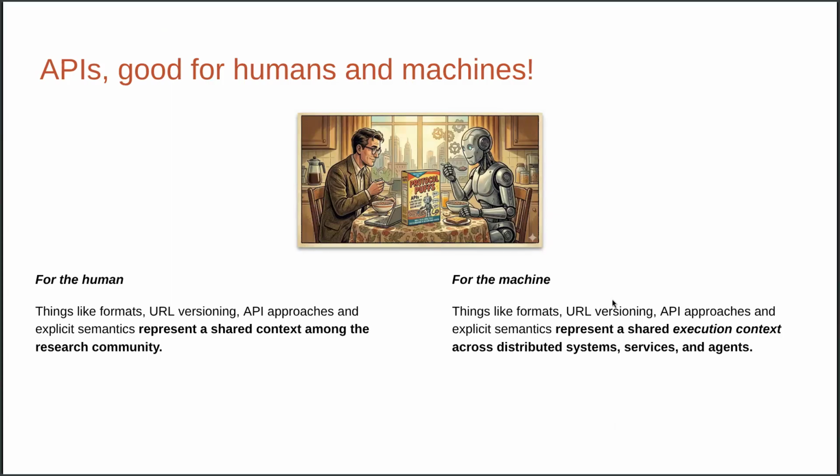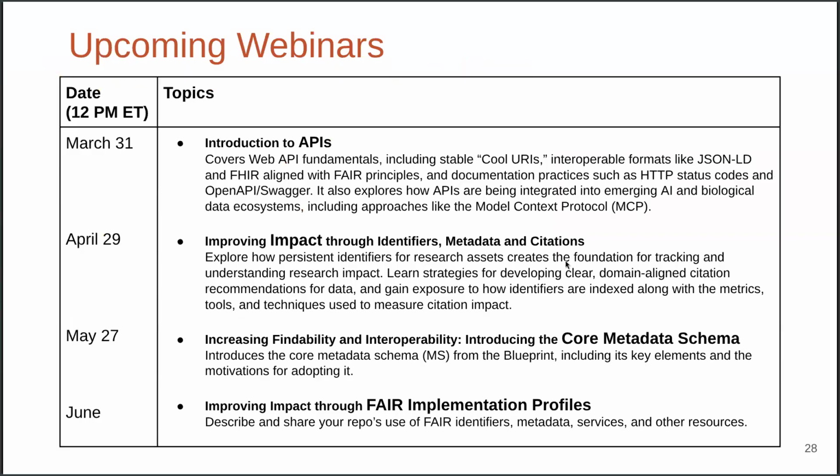And so we're also basically at the end here. You can probably tell I got a little tired too, putting this together. But APIs are really just good for humans and machines, right? They provide shared context for humans and a shared execution context for machines, and especially for some of these emerging agent-based systems that are coming up in that regard.